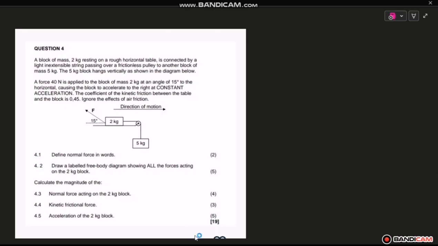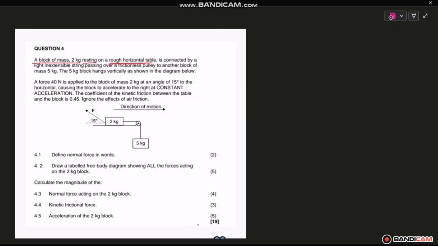If you didn't watch the first part and the second part, make sure that you go there before attempting questions. Okay, now we are given a block of mass 2 kg resting on a rough horizontal table.